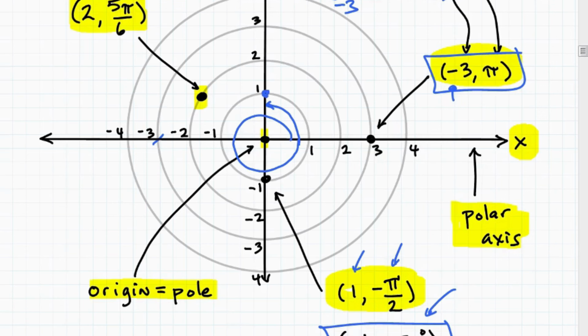That would be my point, but I want to describe this point. I want the location of this particular point right here. Well, 450 would land me right there, so I could put a negative in front of that to make the point go down here. So I'm going in the opposite direction. So that would be negative 1, 450 degrees.